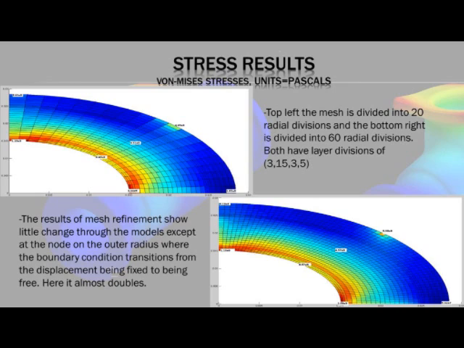Here we compare the stress distribution between 2 meshes, one with 20 radial divisions and one with 60 radial divisions. As you can see, the results of the mesh refinement show little change through the model except at the node on the outer radius, where the boundary condition transitions from the displacement being fixed to being free.